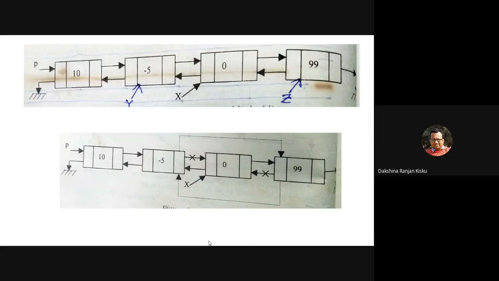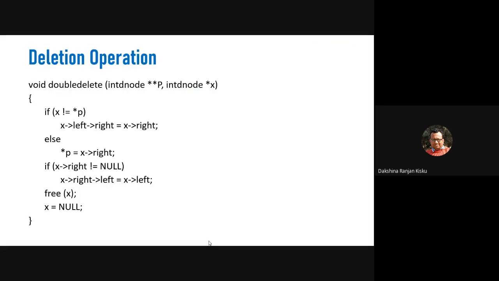Here x right means it points to the last node, and x right left means the left pointer of the last node. So we are making x right left equal to x left. x left means the preceding node. So this is the second pointer that is to be updated next.